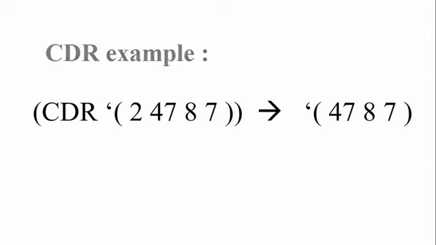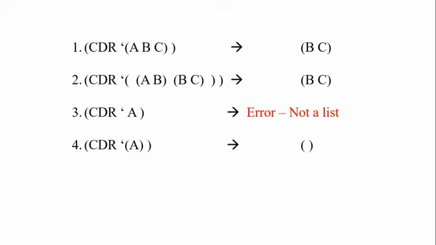If you give CDR in front of an atom A, it will automatically give you an error. Why? Because A is not a list, it's an atom. If you give CDR in front of a list which has only one atom A, it will return a null list. Why? Because the given list has only one element.